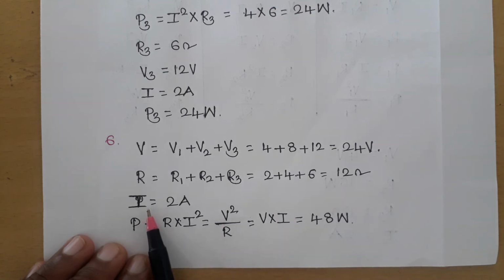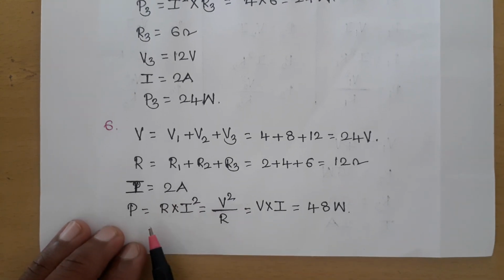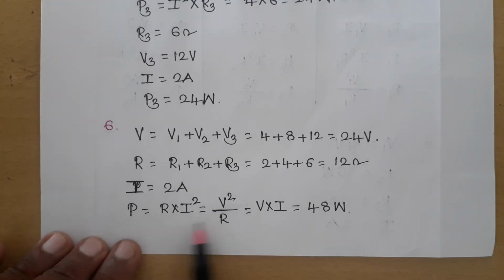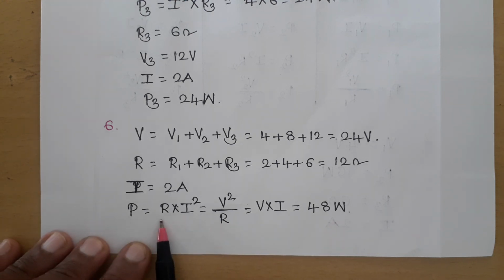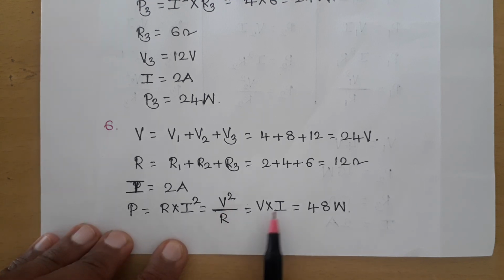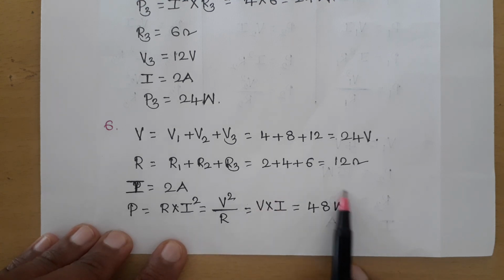I is the same in all the elements, I equal to 2 amperes. Now P, what is the power taken by all the three elements or power given by the source? There are three ways of getting power. If you know I and R value, I square R. If you know V and R value, V square by R. And if you know voltage and current value, voltage into current. You can use any of the relations. So finally you get 48 watts.